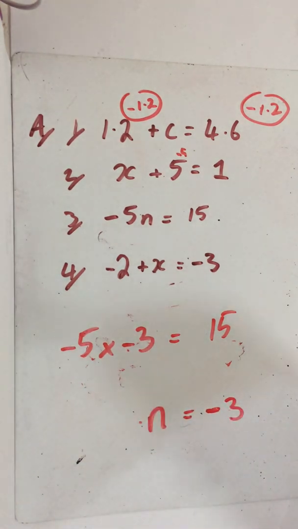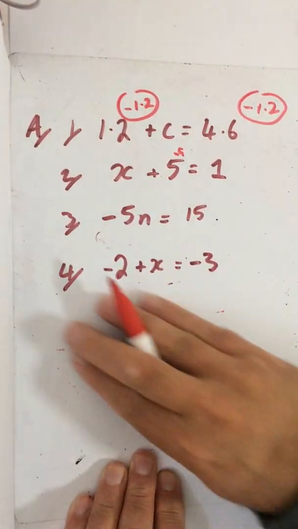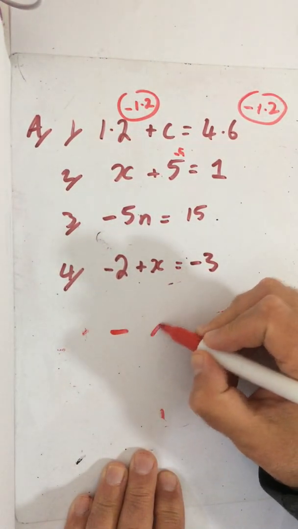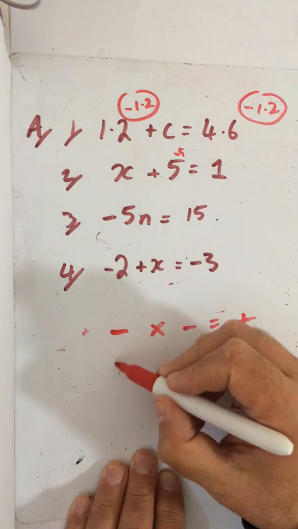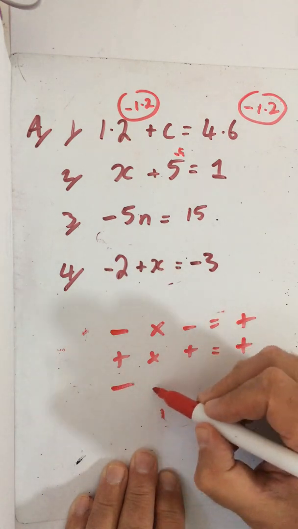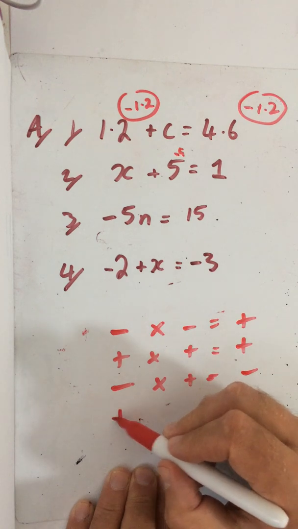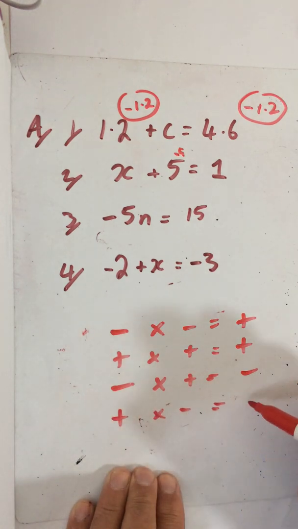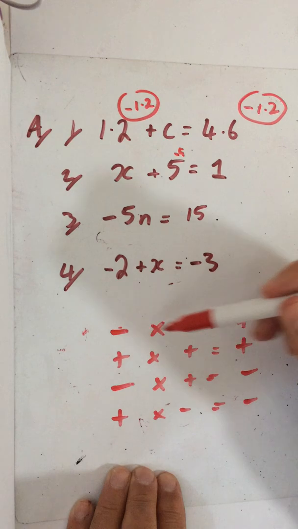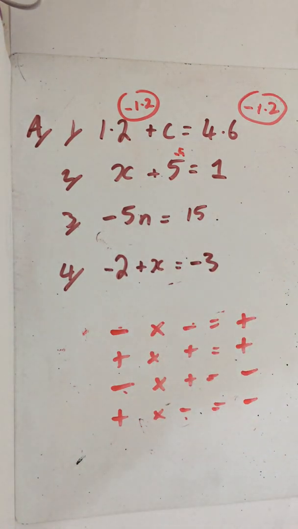Just remember, going back to that, a negative times a negative is a positive. We did do a lot of that before. If the signs are the same, let's do that quickly now. A negative times a negative will always give me a positive. A positive times a positive is also a positive. A negative times a positive is a negative. And a positive times a negative is a negative. If the signs are the same, it's always a positive. If the signs are different, it's always a negative.